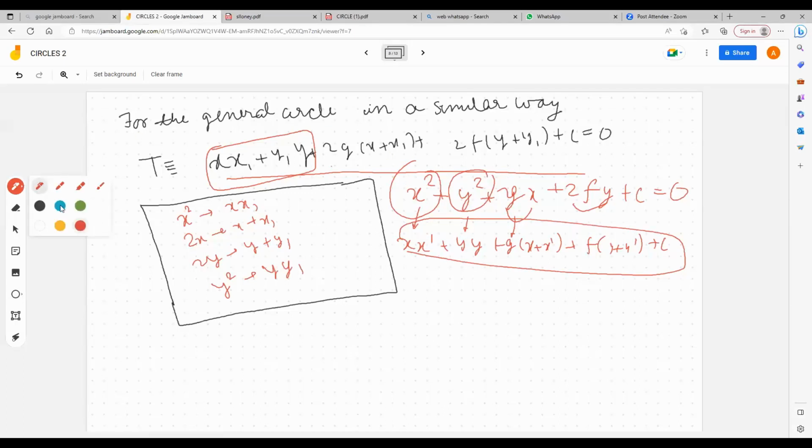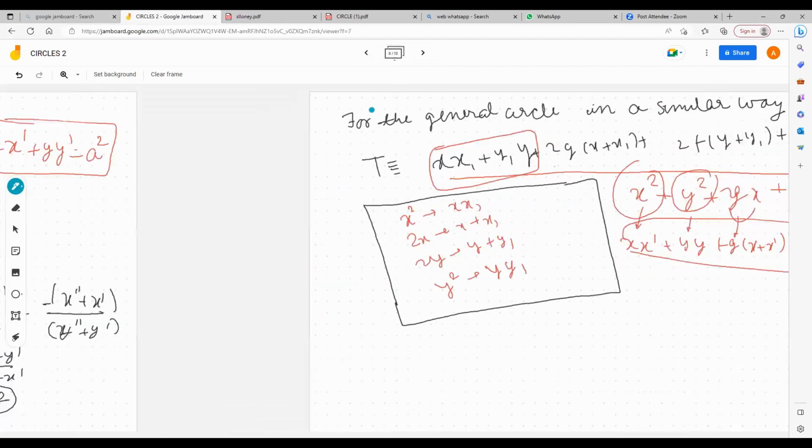Now let us see if we can use some other shifting of axes, or say shifting of the coordinate plane, to obtain this equation by using this previous result.